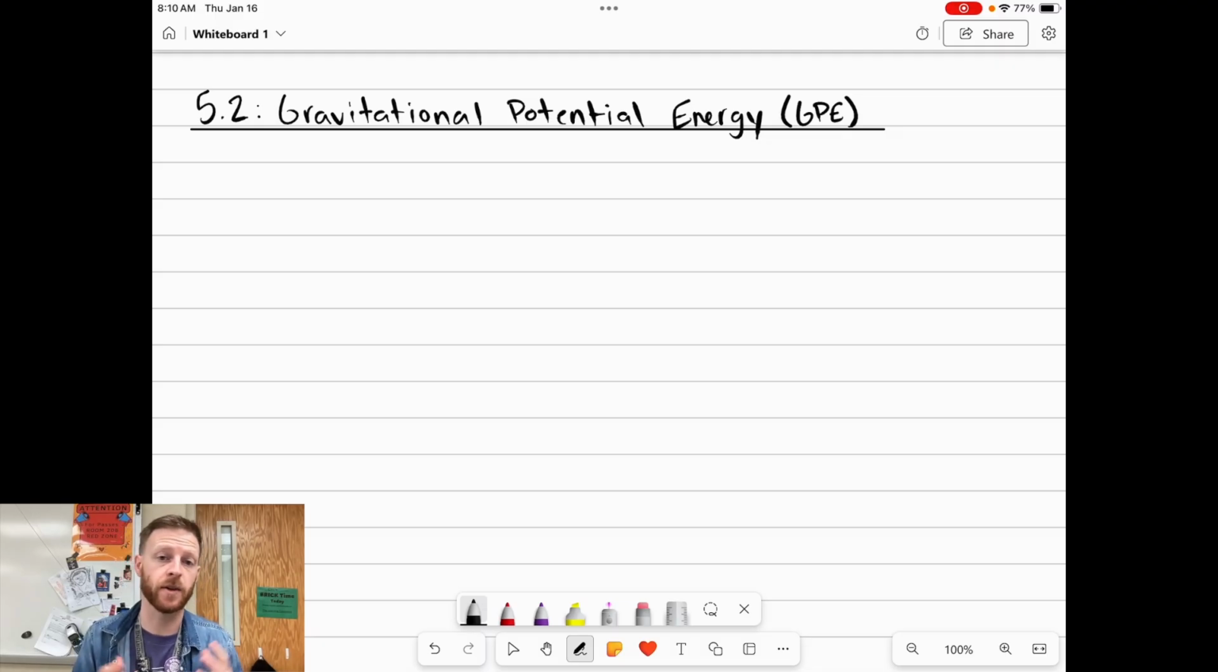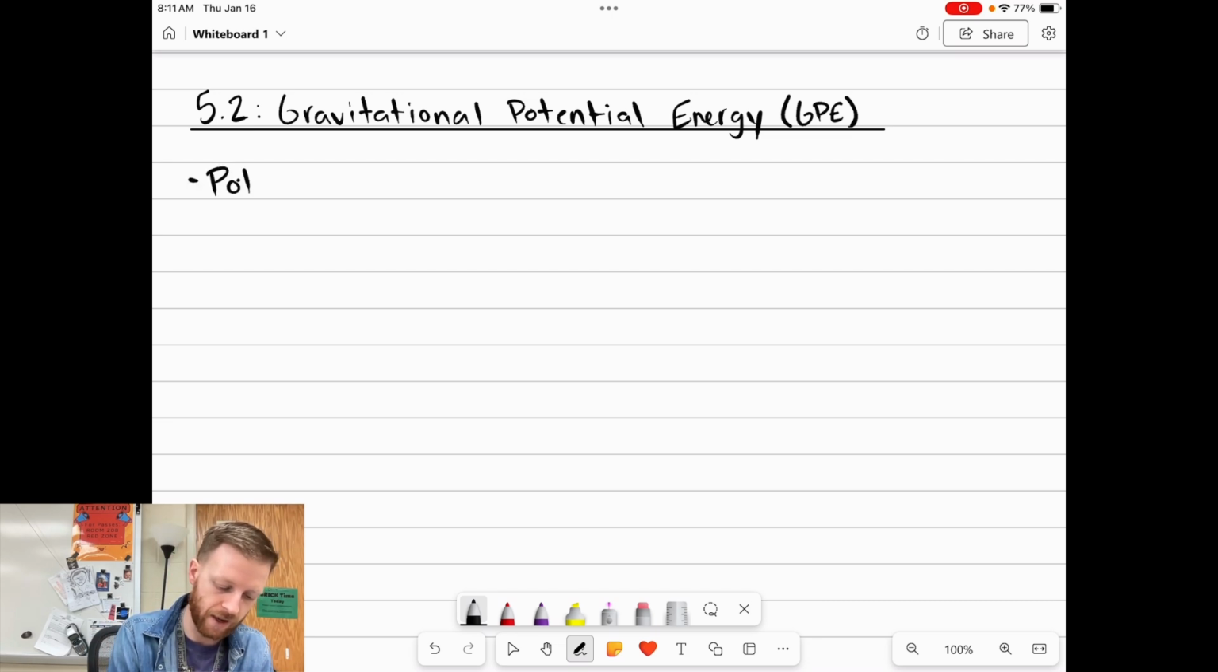So today we're going to talk about something called gravitational potential energy, or GPE, which is just a shortened way, because writing out gravitational potential energy a ton is a hassle. So when it comes to gravitational potential energy, first we have to ask ourselves, what does potential energy mean? What does it have the potential to do? In our class, it has the potential to start moving. It has the potential to change motion.